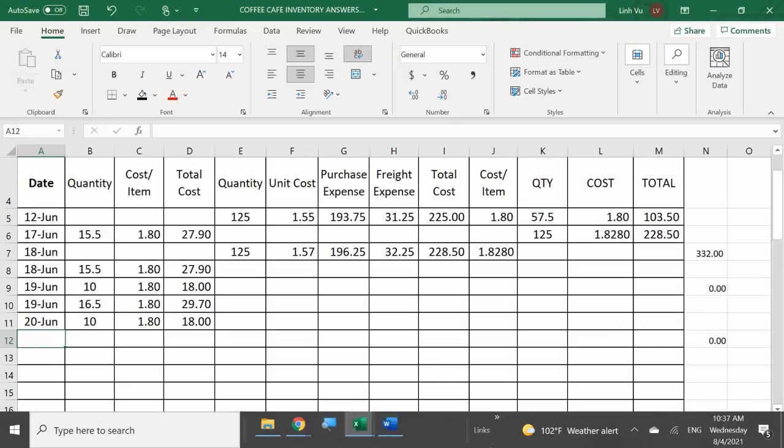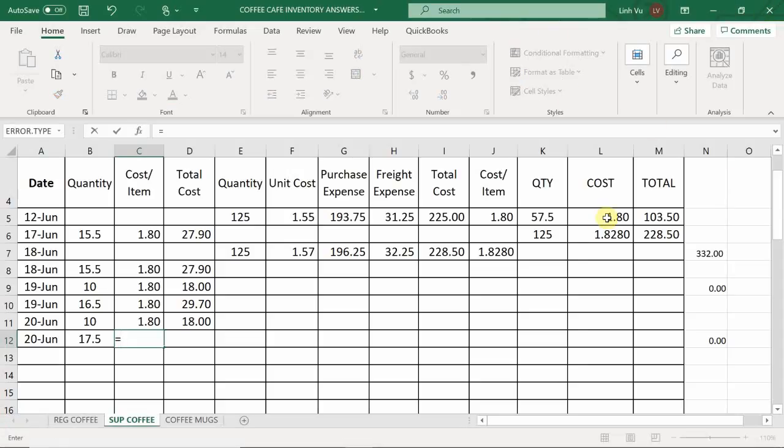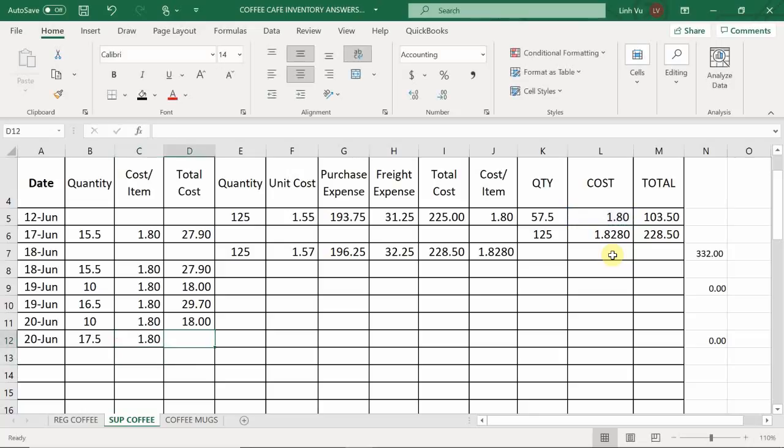All right, Supreme coffee. You sold 17.5, and we're going to take away from the $1.80, because we still have enough here. We have 57.5 pounds left, and we definitely have enough to use 17.5. So in this case, my total is $31.50. Okay.